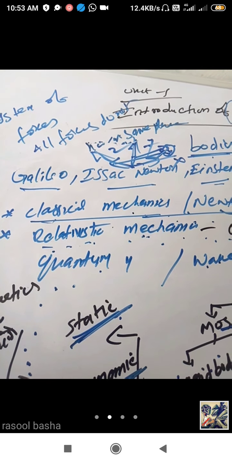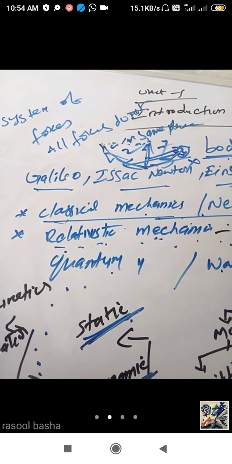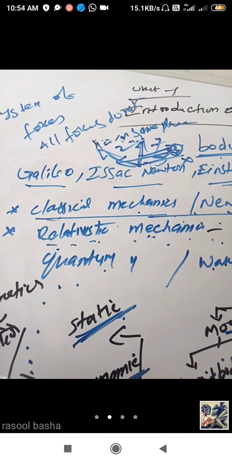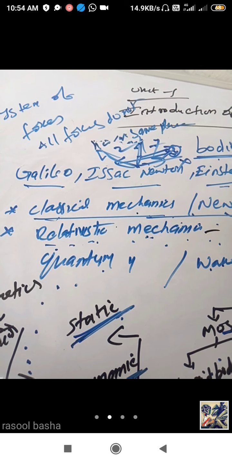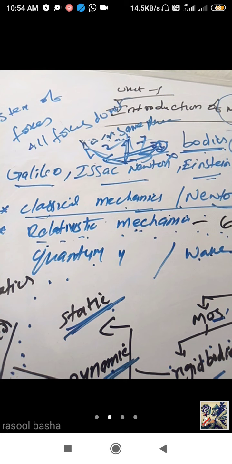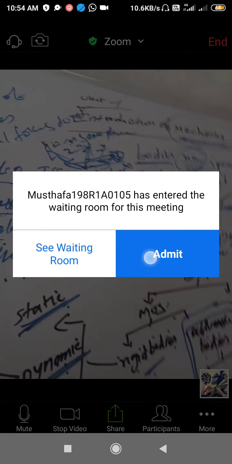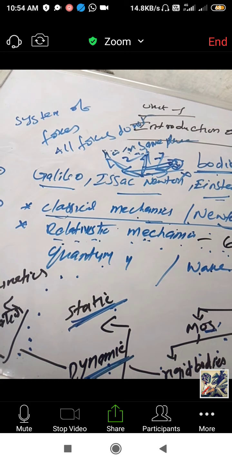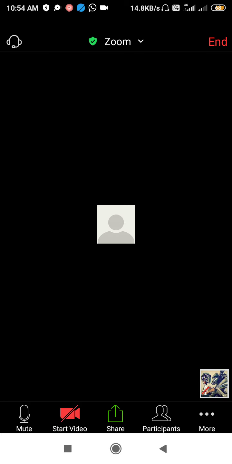Basically we have three types of forces. One is collinear forces, second one is coplanar forces, third one is concurrent forces. These three types we can explain about the system of forces. So first one is collinear forces.